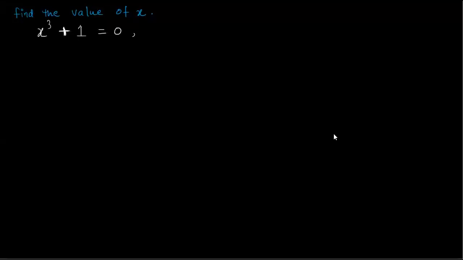In this question, we have to find the value of x, and it is given that x cube plus 1 equals to 0. So let us use this identity: a cube plus b cube equals to a plus b into a square plus b square minus ab.